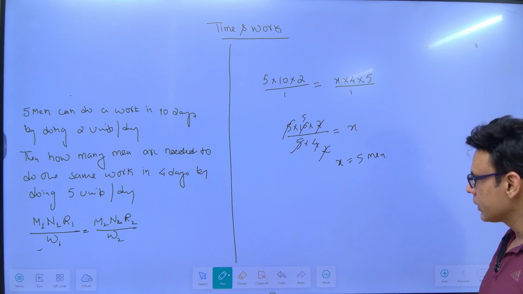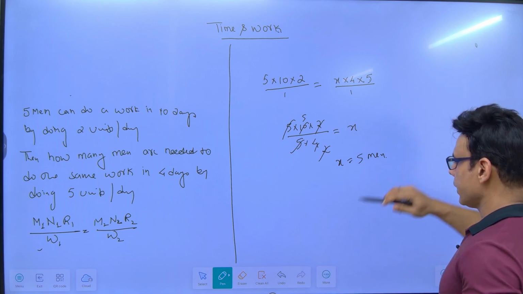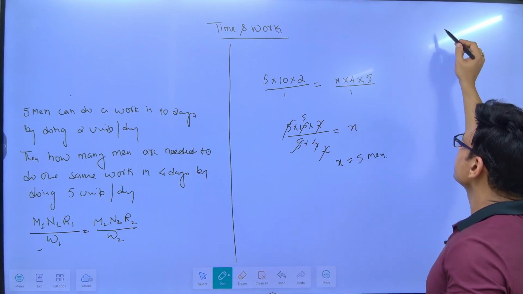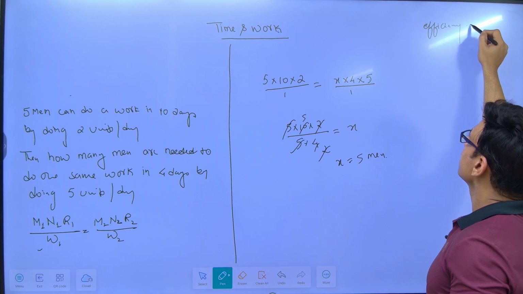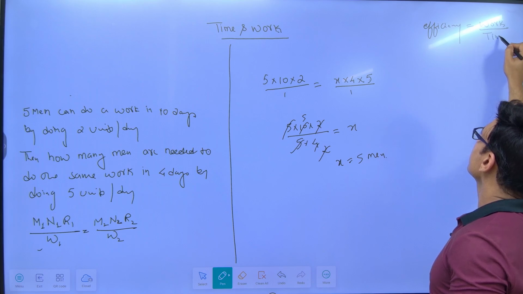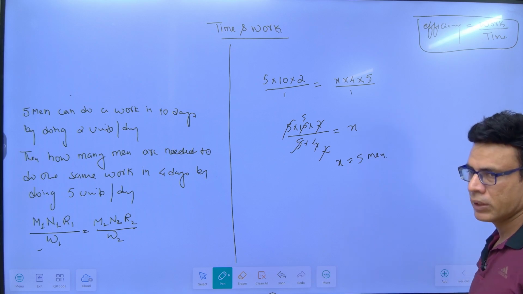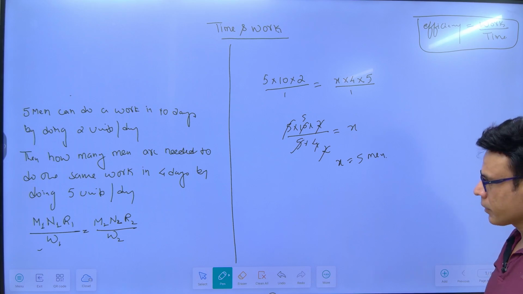Now, second thing, as I told you, what is the formula I gave you for efficiency? Efficiency is work upon time. So if you want to find out work also, you can multiply efficiency with what? Time. Efficiency into time will give you what? Work. Right?